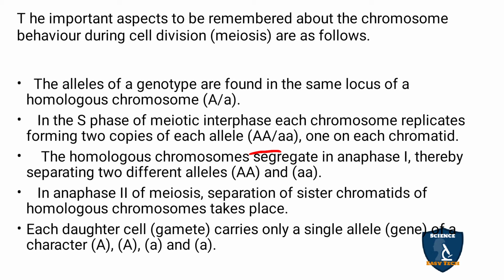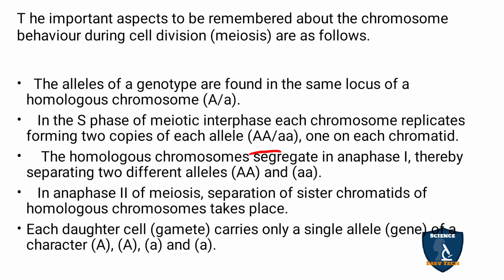The homologous chromosomes segregate in anaphase, thereby separating the 2 different alleles. That is, homologous chromosomes in anaphase 1 of meiosis separate the different alleles, capital A separately and small a separately. In anaphase 2 of meiosis, the separation of sister chromatids takes place. So there is meiosis 1 and meiosis 2. In meiosis 1, the different alleles are separated, capital A and small a.